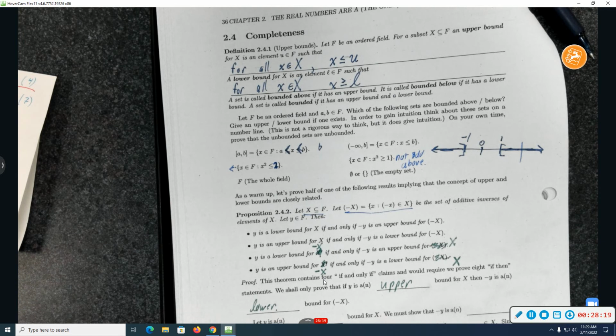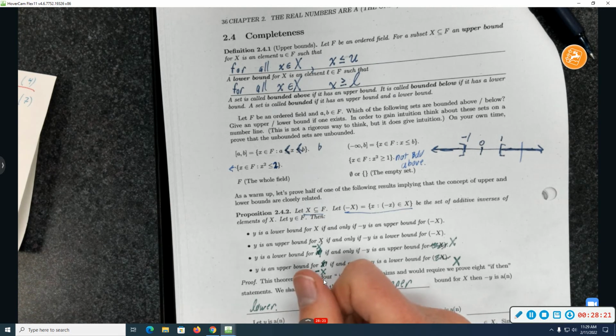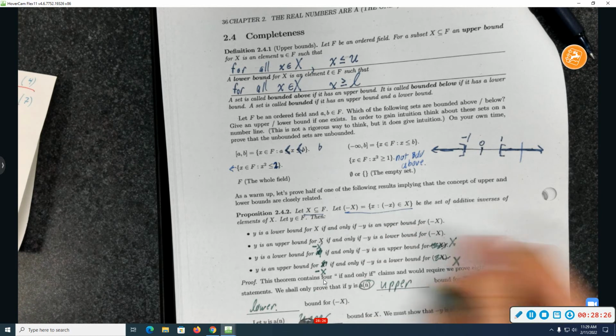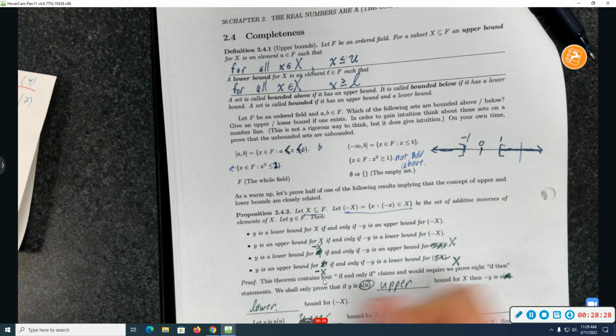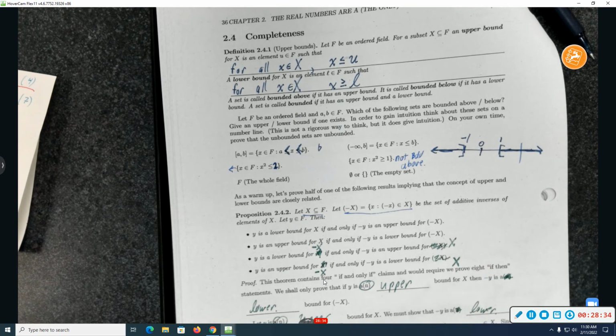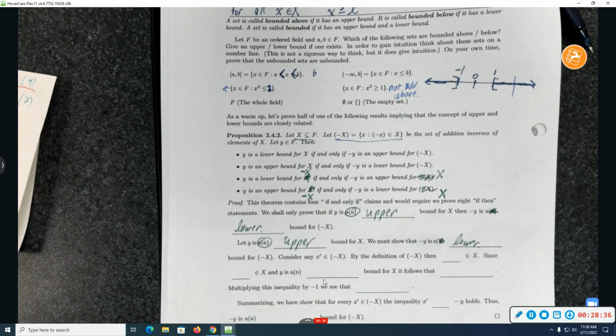Let us assume that little y is an upper bound for x. I must show that y is a lower bound for minus x. So that means I need to consider any element of the set minus x and show that that element of the set minus x is at least as big as minus y.